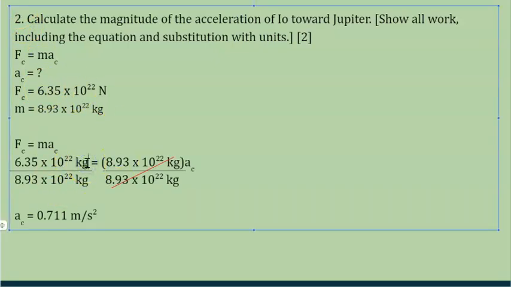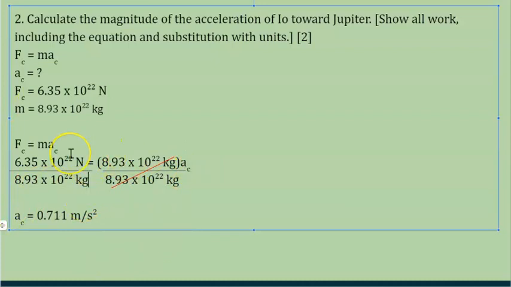Alright, so this is what I plugged into my equation. I've got my 6.35 times 10 to the 22 newtons equals 8.93 times 10 to the 22 kilograms times ac. At this point, just divide by 8.93 times 10 to the 22 kilograms on both sides to get ac by itself, and you should be left with 0.711 meters per second squared.